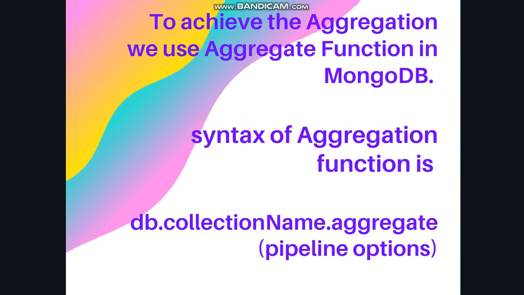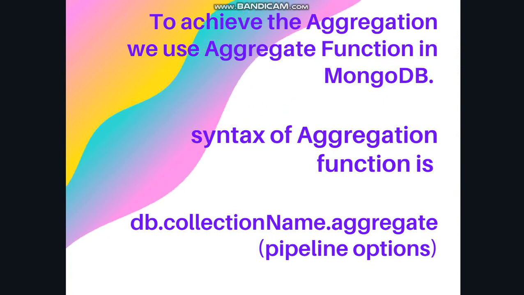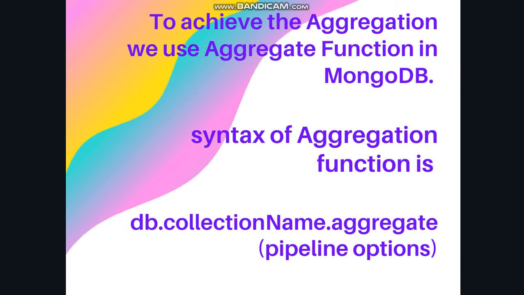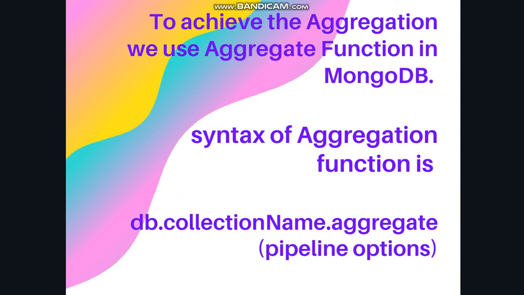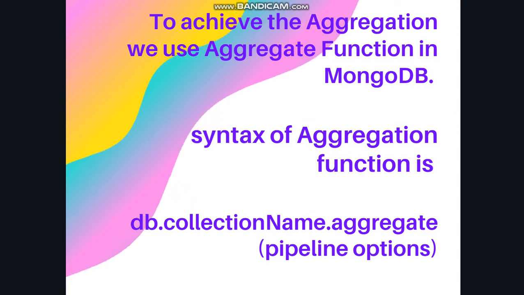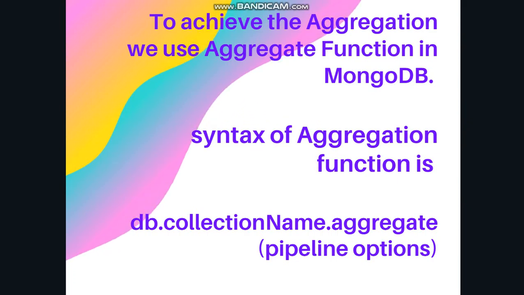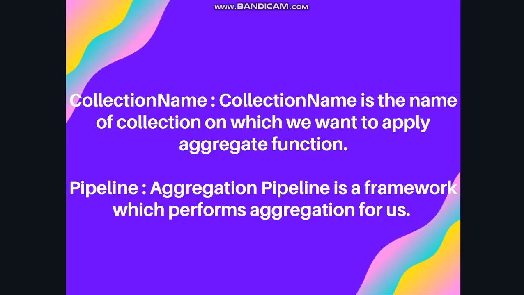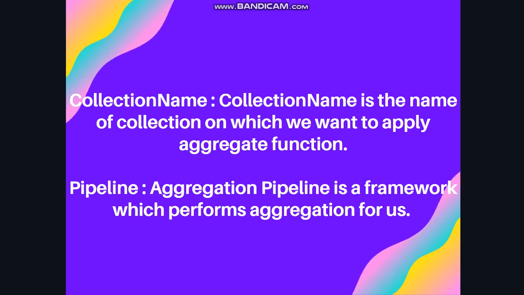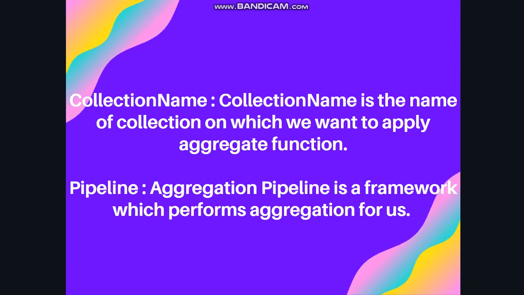So this is the syntax that we'll be using in the upcoming videos. I'll be putting them in this playlist where I'll be demonstrating the same. But here, this is the syntax we can use: db.collectionName.aggregate followed by the pipeline option. So this is the syntax of the aggregate function. In this case we have two major components: the collection name, we all know the collection, and the pipeline, which is nothing but a framework which performs aggregation for us.